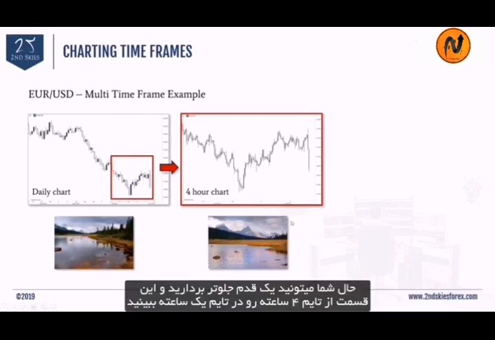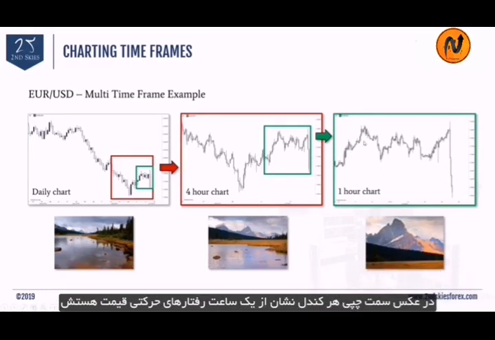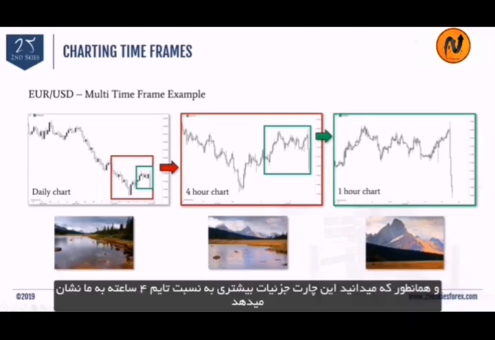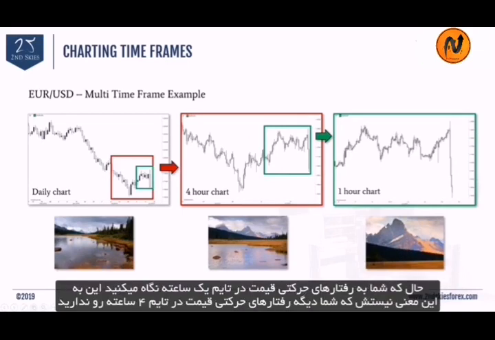Now you can take this a step further and look at this price action from the 4-hour chart on the 1-hour chart. So if we take out this portion of the 4-hour chart and look at it on the 1-hour chart, each 4-hour candle is then split into 4. So each candle here on the right side is 1 hour of price action. And as you can see, this reveals even more detail than the 4-hour chart. Similar to the third picture we showed you where we zoomed in completely on the mountain, this would correspond with the 1-hour chart in this example.